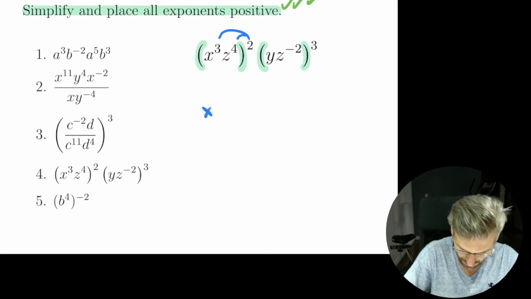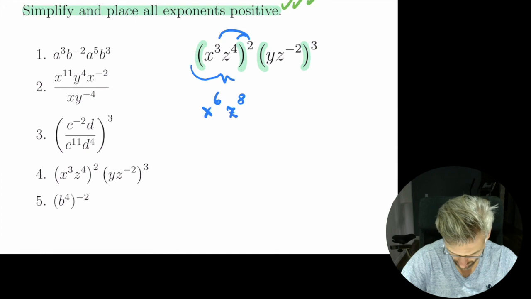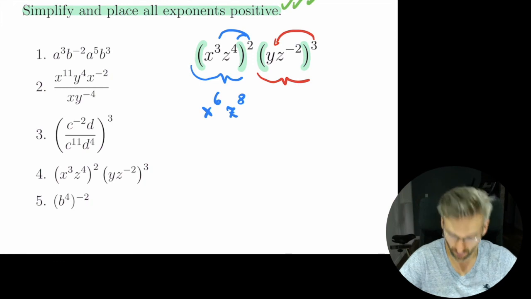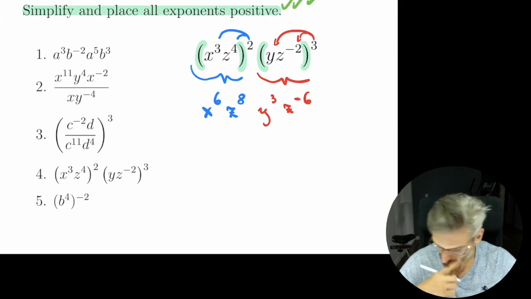So I'm going to get x, this is going to be 3 times 2, and z, 4 times 2. So that's the first one. Okay, so that's all of this. Now I'm going to take the next one, this one right here, and I'm going to distribute. Again, don't forget, there is a 1 exponent on the y. So I have y, 1 times 3 is that, and z, so that's going to be minus 6.